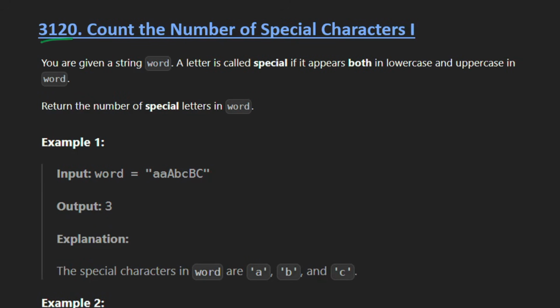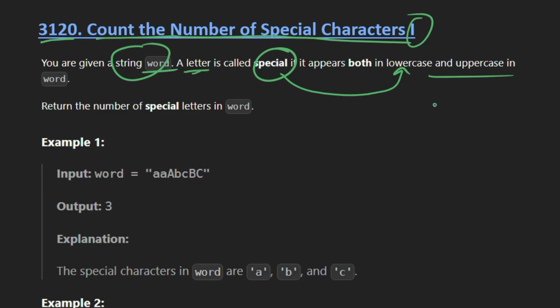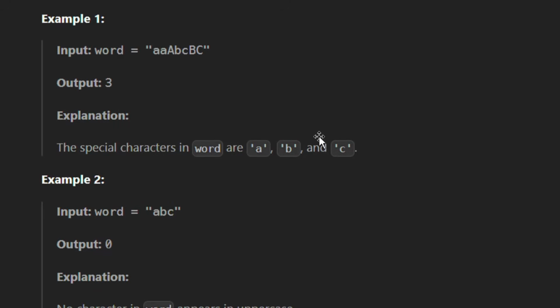Our today's LeetCode question is 3120, which is Count the Number of Special Characters Part 1. Basically, in this question we are given a string named word, and a letter is called special if the letter appears in both lowercase and uppercase in the word. What we need to do is return the count of special letters in word. So let's see an example to get the question more clearly.